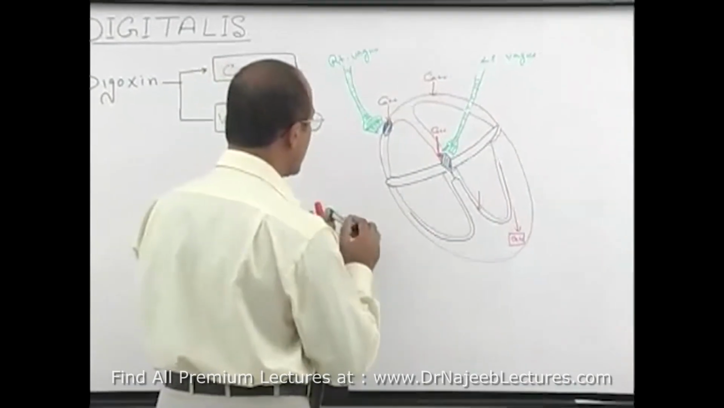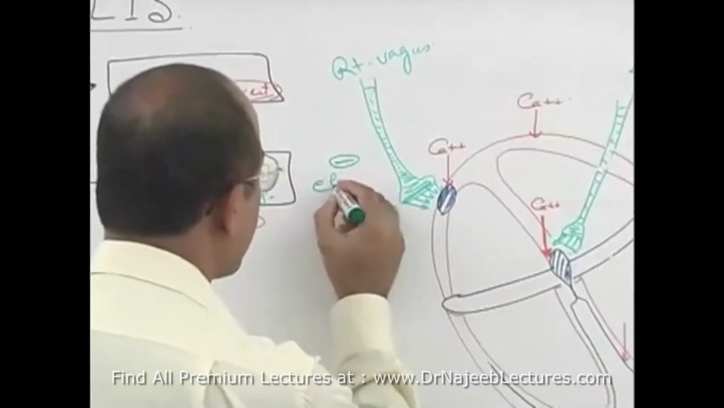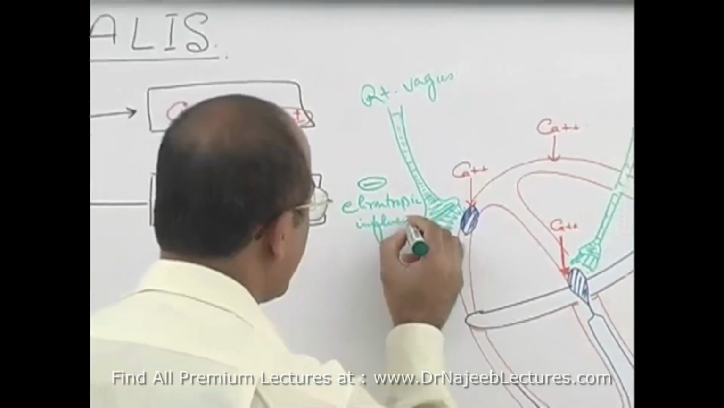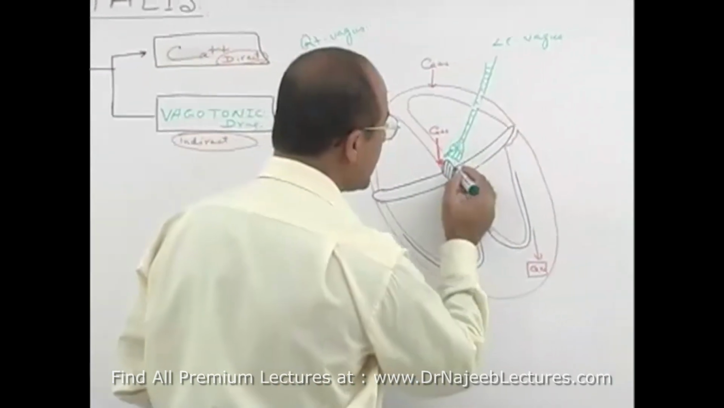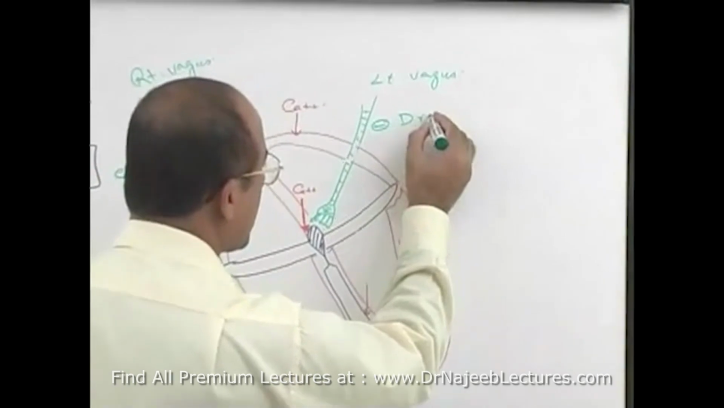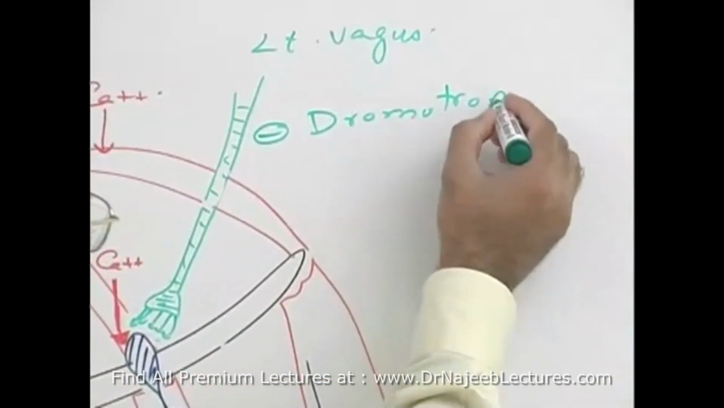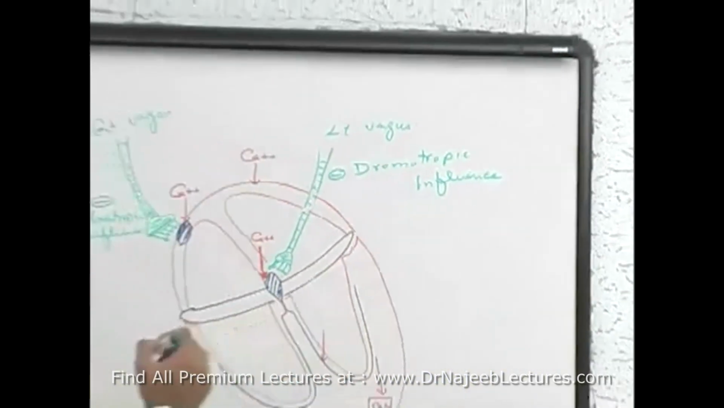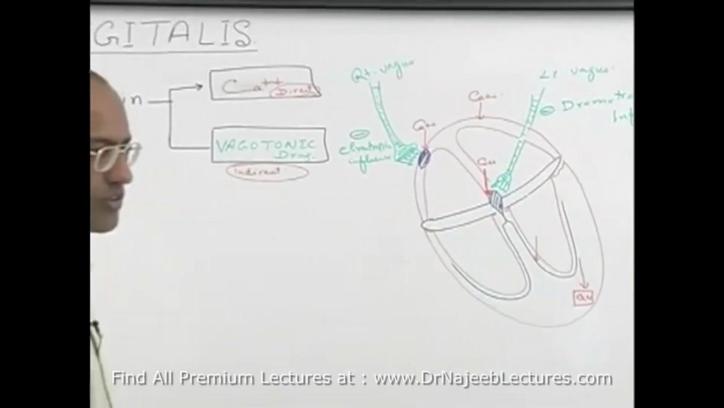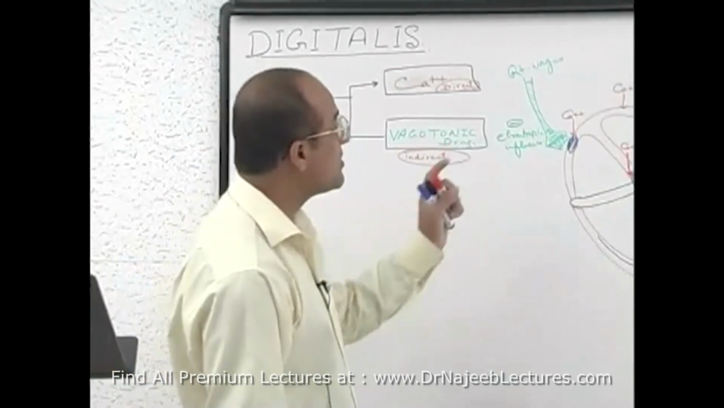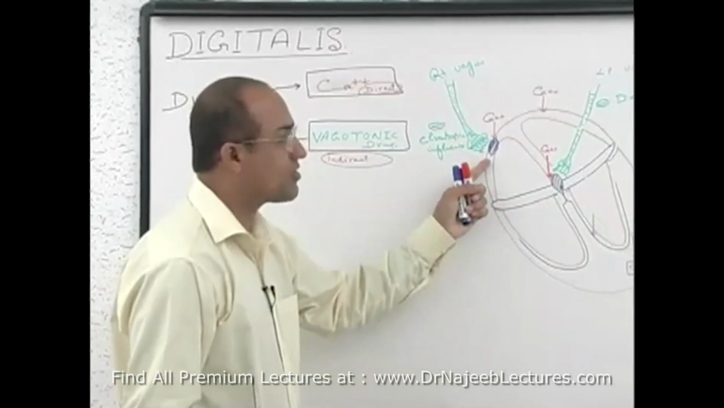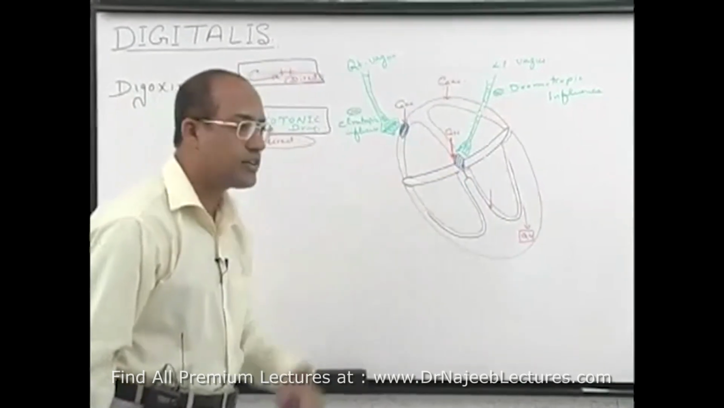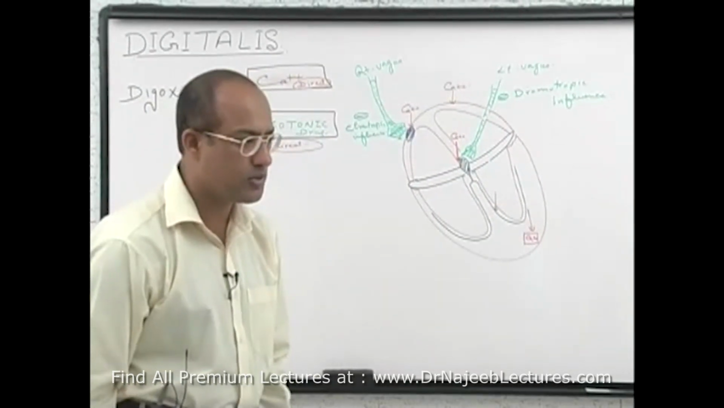Vagus is a negative chronotropic influence. And here the left vagus is a negative dromotropic influence. Right? The right vagus is negative chronotropic. So it means that when the right vagus is stimulated, SA node activity is reduced, and when the left vagus is stimulated, it means AV nodal activity is reduced.